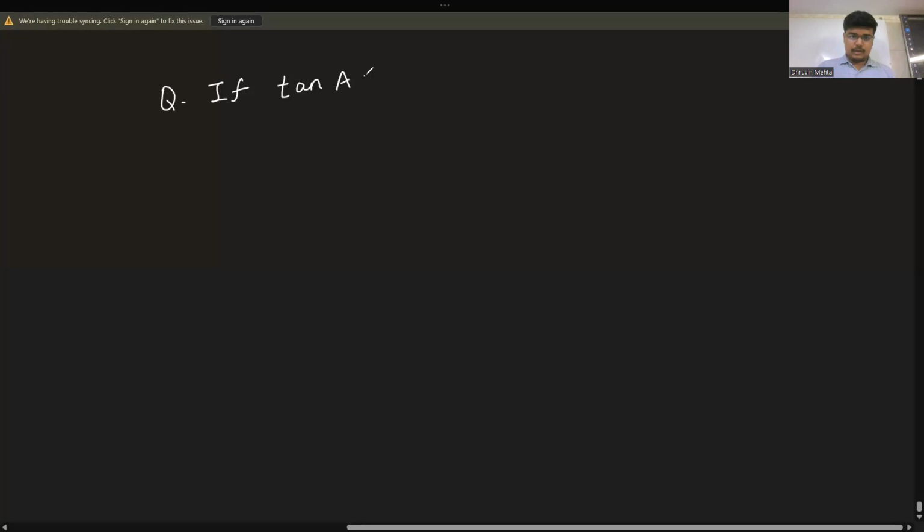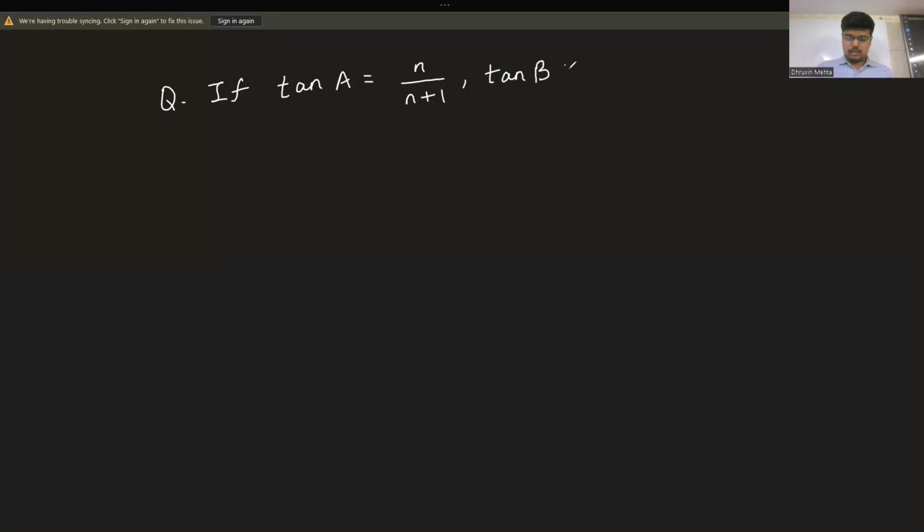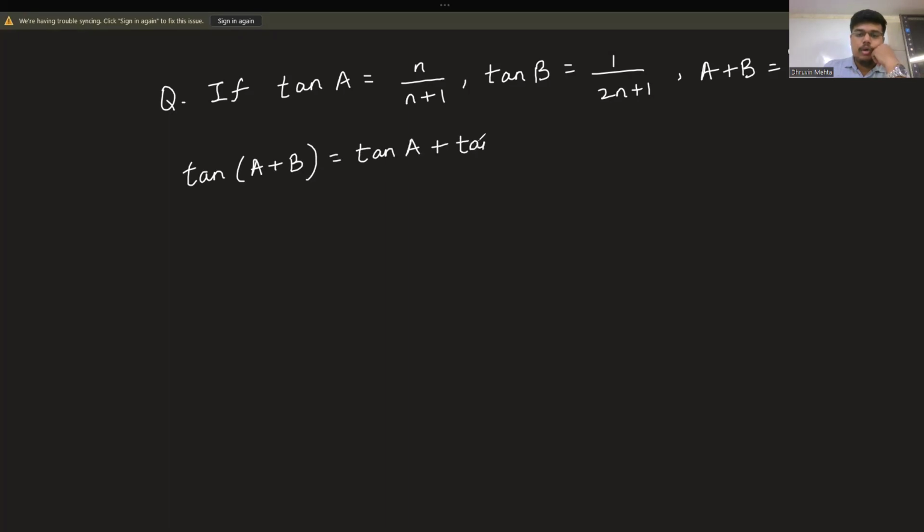So if tan A is n upon n plus 1, tan B is 1 upon 2n plus 1, we have to find the value of angle A plus B. Which formula do we use? Tan of A plus B, the compound angle formula. Correct. So we'll start with tan of A plus B. It is tan A plus tan B upon 1 minus tan A tan B. And we'll substitute tan A and tan B in this.